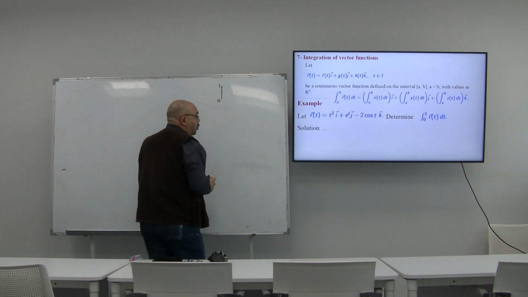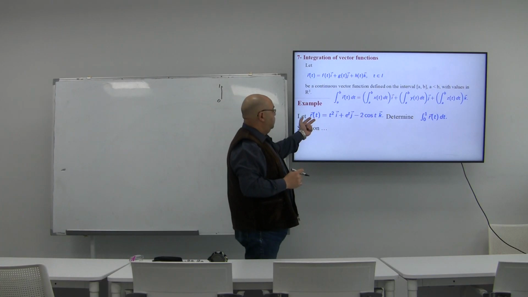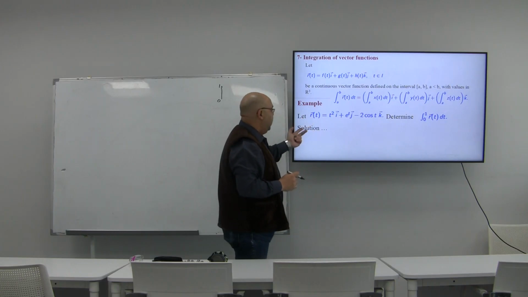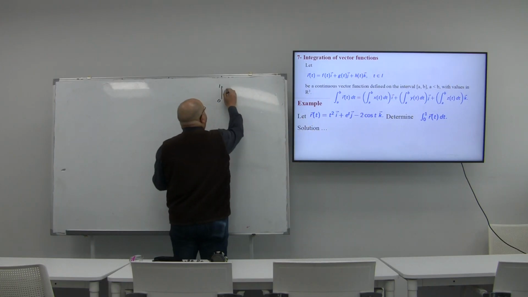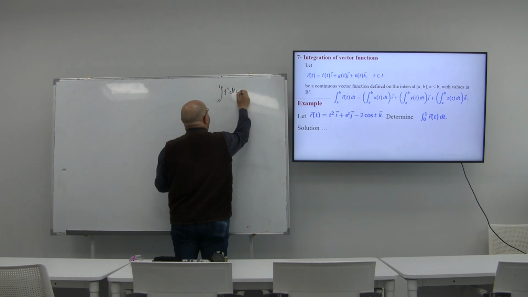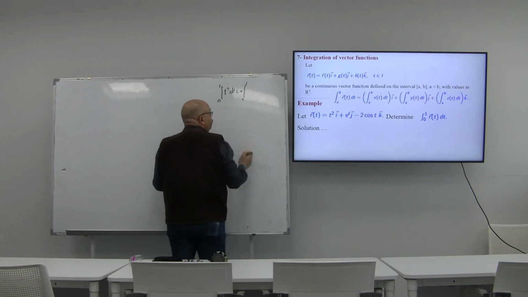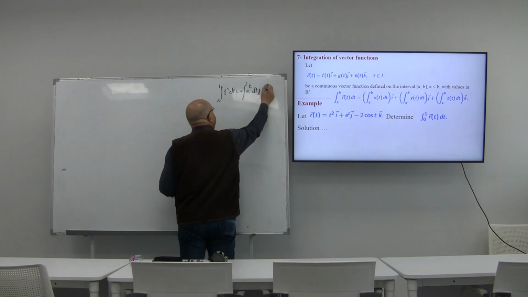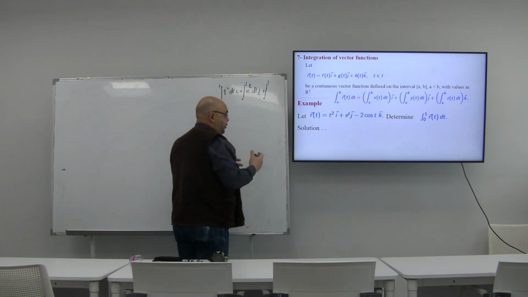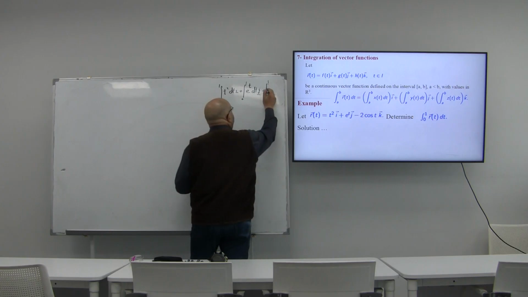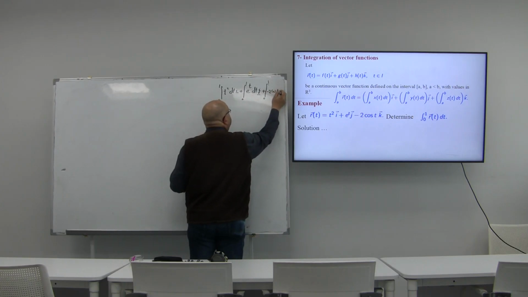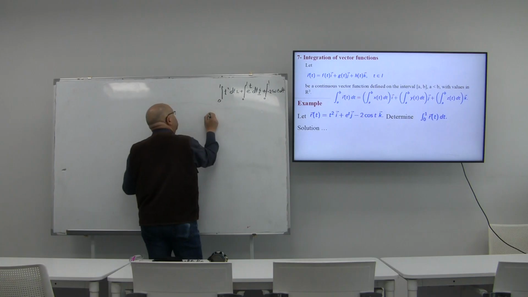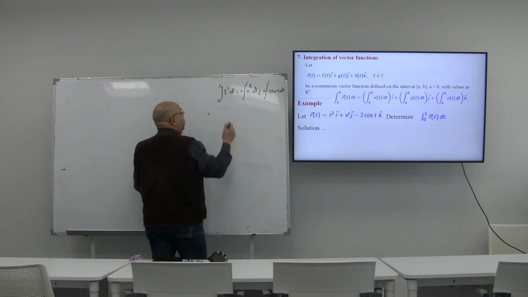He wants me to find the value from 0 to 1 for the vector function parametrized in r. So all I have to do is integrate t squared dt in the direction of i, plus integrating from 0 to 1 the second component, which is an exponential function, with respect to j, plus integrating from 0 to 1 the third component, which is negative 2 cosine t, with respect to dt.